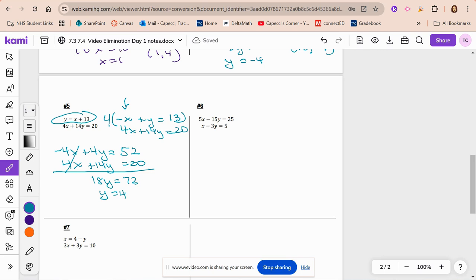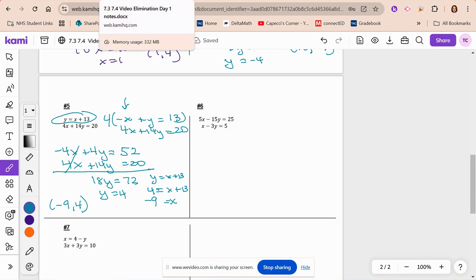I'll substitute it back into my original equation. I'll use the first one, so y, which is 4, is equal to x plus 13, so x is equal to negative 9. So my solution to my linear system is (negative 9, 4).